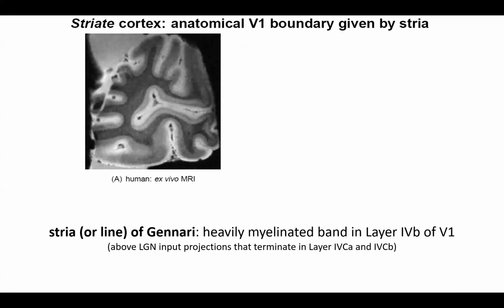Now, a very special feature is the stria or line of Gennari, which is a heavily myelinated band in layer 4B of V1. This is 4B, it's above the LGN input projections that terminate in layers 4C alpha and 4C beta. Here you can see the stria of Gennari in some of our old ex vivo data quite clearly. It provides an anatomical definition of area V1, primary visual cortex, which is also known as the striate cortex because the stria of Gennari is a defining microanatomical feature.